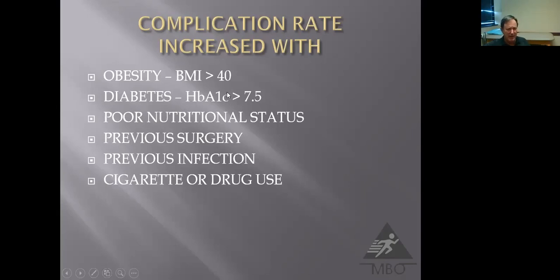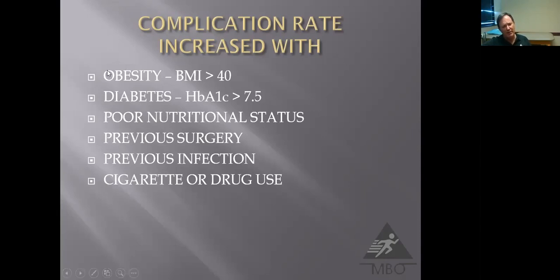Diabetes. Obviously, having diabetes increases your risk, but there's a thing, and if you're diabetic, you would obviously know this, called hemoglobin A1C. It's a measure of the control of the diabetes, and we will insist that your hemoglobin A1C be below 7.5 or you get cancelled.